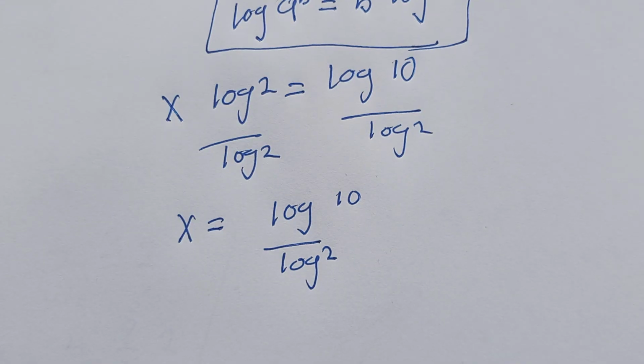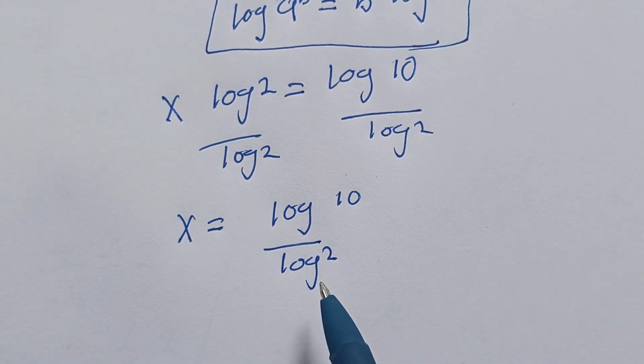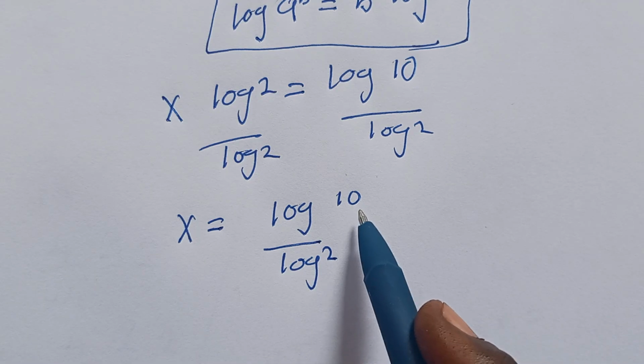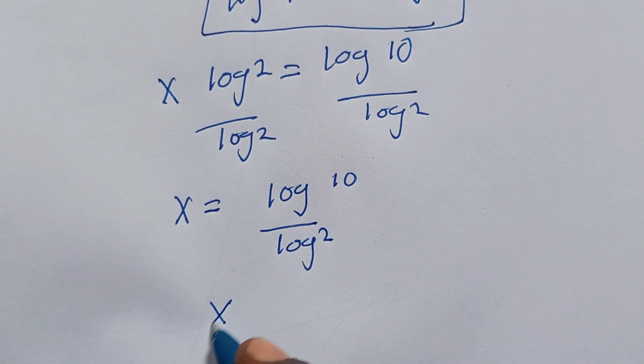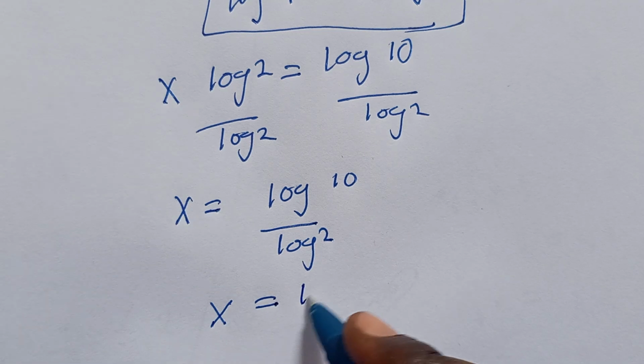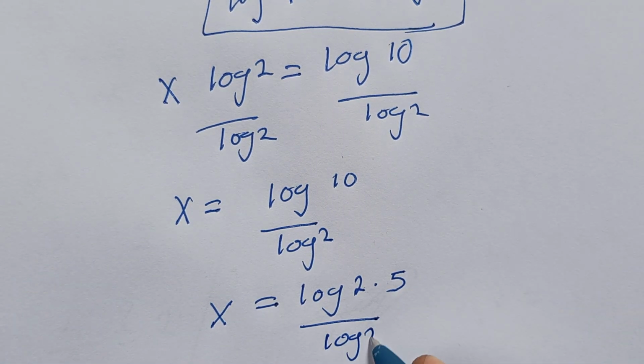But note, actually we can decide to simplify this or leave it this way. If we leave it this way, it's still correct, but I want us to do something. 10 is the same thing as 2 times 5. So let's try something so that we can apply multiple laws of logarithm so that we stick to our brain. Log of 2 times 5 all divided by log 2.